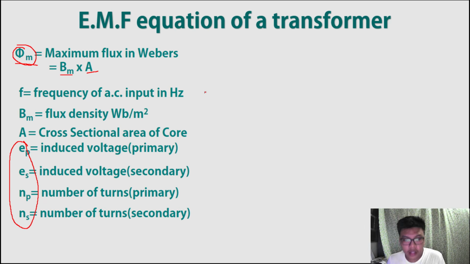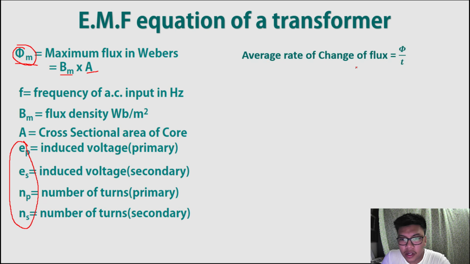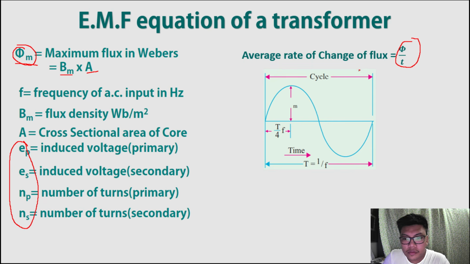So, using still the Faraday's Law, we have the average rate of change of flux as phi all over t. So, ito yung rate ng change ng flux natin, ano? So, let's have the graph of the flux. So, maximum flux kasi yung gagamitin natin dito, no? So, imagine natin to, ito yung graph ng ating magnetic flux. So, saan bang point nag-o-occur yung maximum, no?